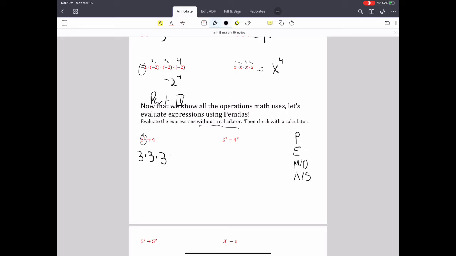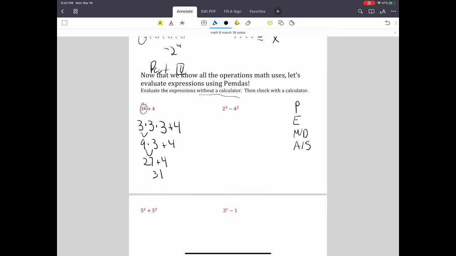And then plus 4. So this will be 9 times 3 plus 4. 9 times 3 would be 27 plus 4. That'll be 31.